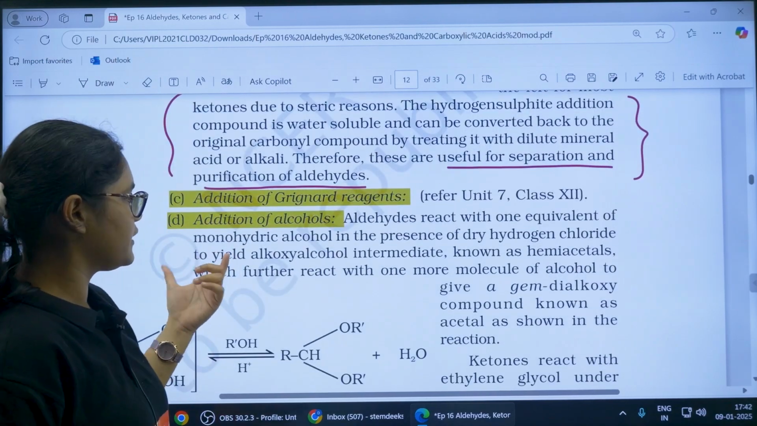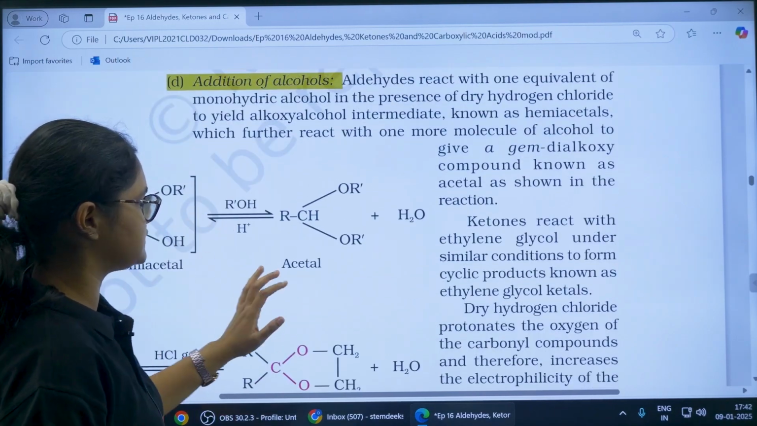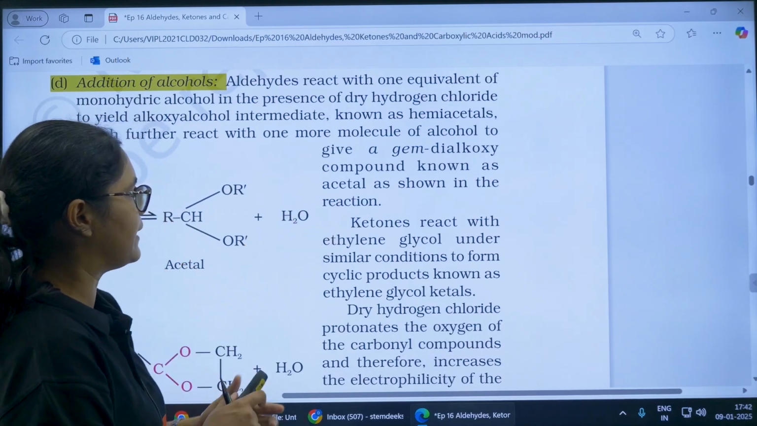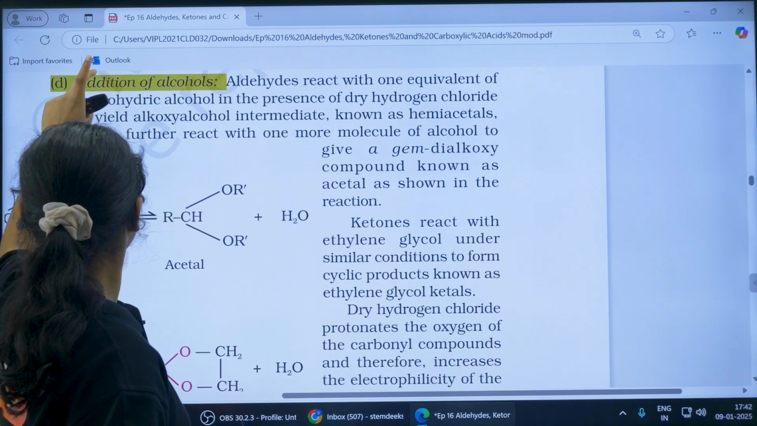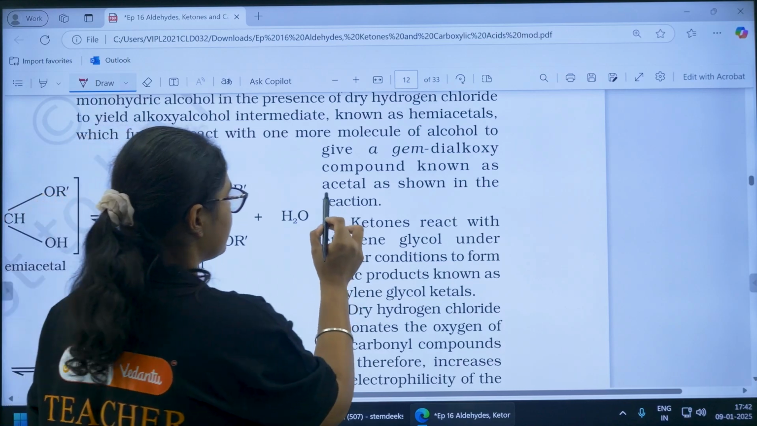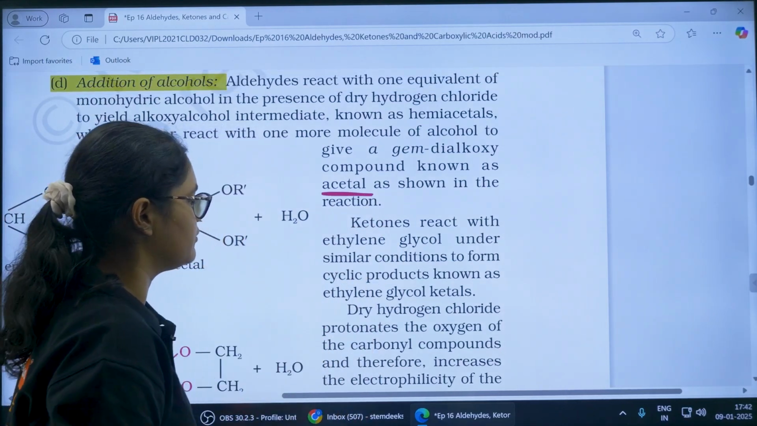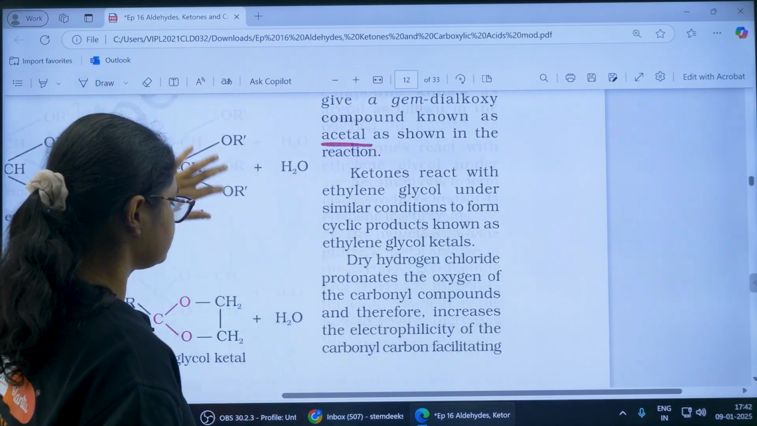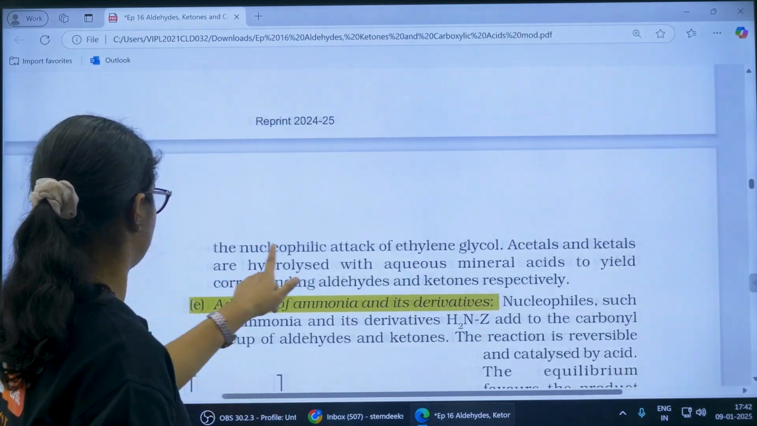Next is addition of Grignard reagent, addition of alcohols. There is nothing different here, but yes, something we should be knowing about acetal and hemiacetal, okay. So the proper acetal definition you should be knowing from here, okay. Next we have mechanism done, this is not important.